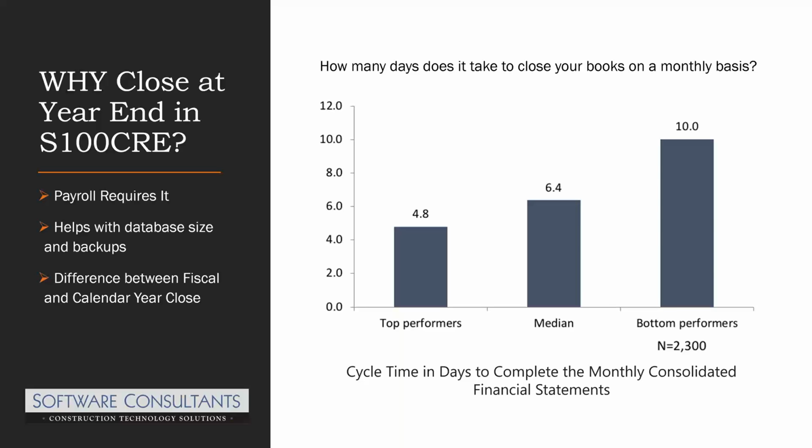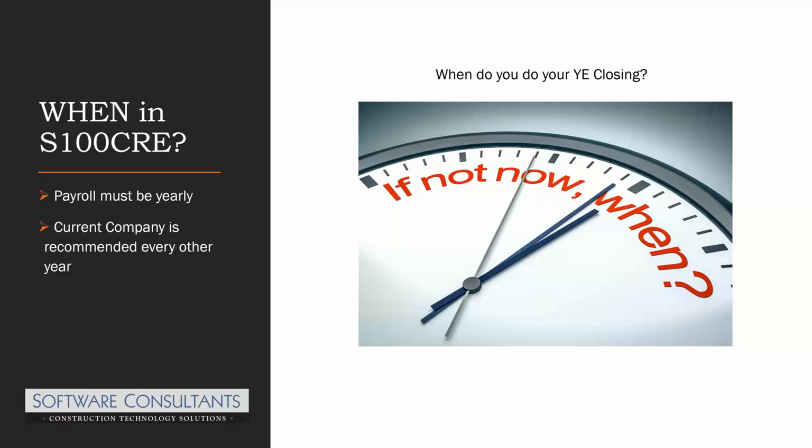So thought I'd share. Now let's talk about the when, right? So payroll obviously is yearly, even if you're fiscal or calendar year, it doesn't matter. Payroll runs through the entire year, and you do W-2s, which are due by January 31st. So payroll must be yearly. You're forced to archive. You do not have a choice in that matter inside of Sage 100 Contractor. And then for the current company, just your company, it is recommended that you do it every other year.